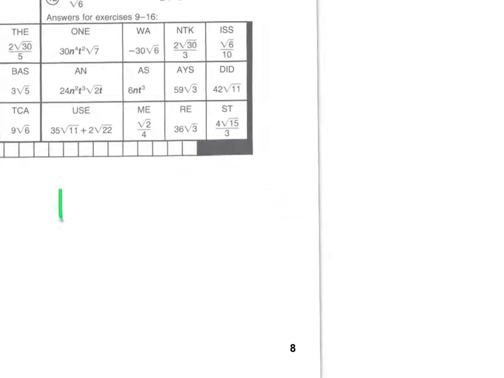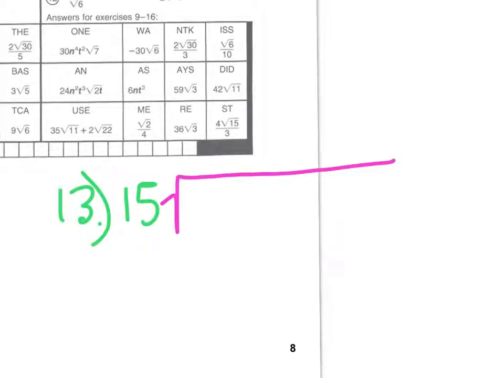For problem number 13, we'll start by multiplying the whole numbers outside the radical, the 3 and the 5. Then we will look at the numbers inside the radical. We've got a 2 and a 14. If I multiply 2 times 14, we end up with the number 28.